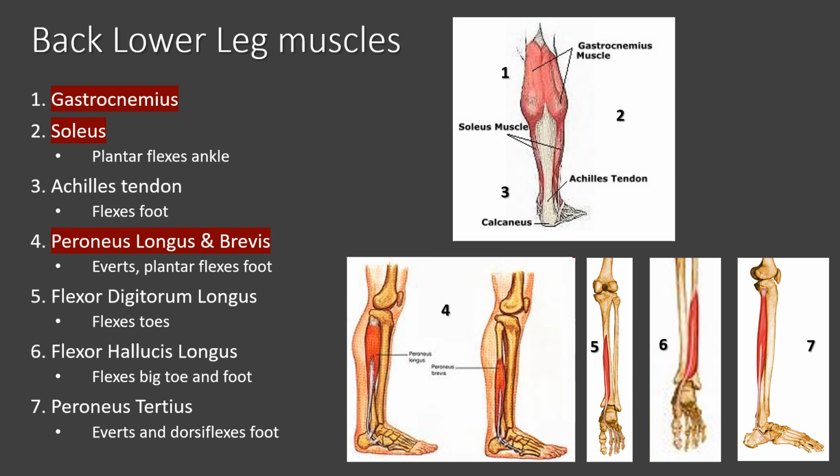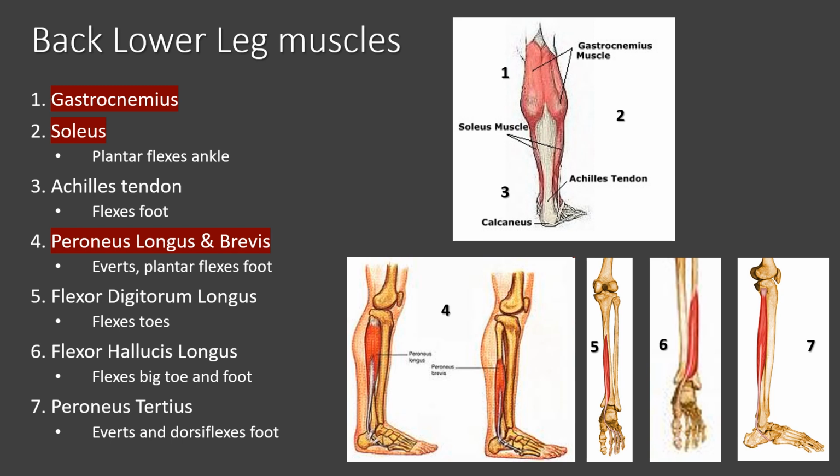The top one is the gastrocnemius and the soleus is just below it. And both of these muscles plantar flex the ankle. So if you imagine that you are wearing high heel shoes and you plantar flex your ankle, you'll be able to feel that these muscles are contracted. That's the gastrocnemius and the soleus.